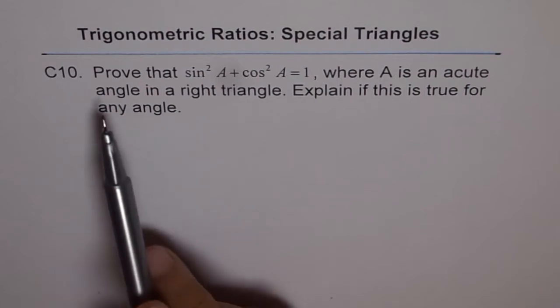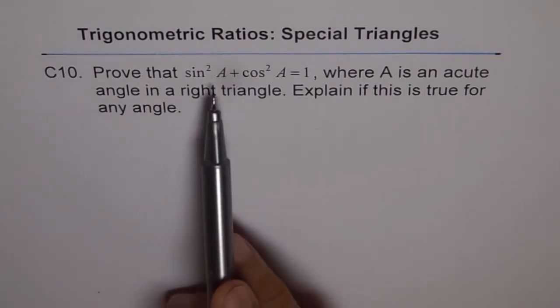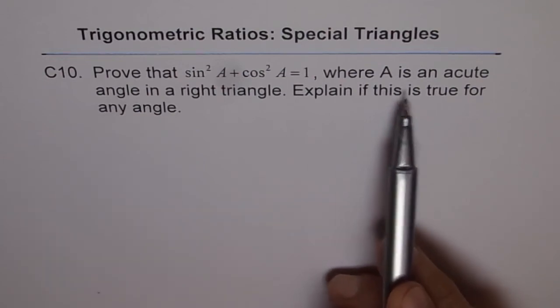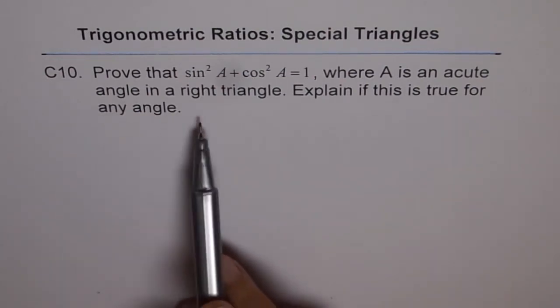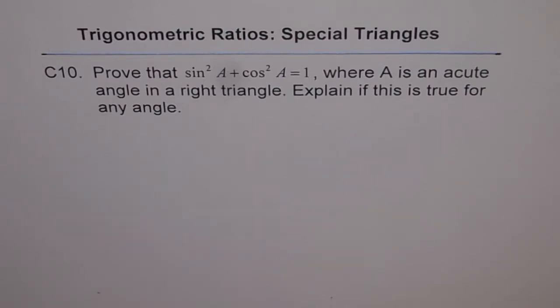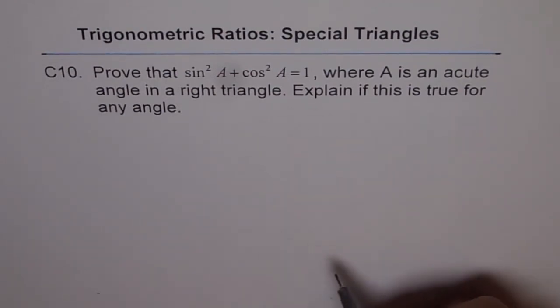The question says, prove that sine square A plus cos square A equals 1, where A is an acute angle in a right triangle. Explain if this is true for any angle. Any angle A, right? It could be acute, obtuse, or anything, correct? So that's the next part.